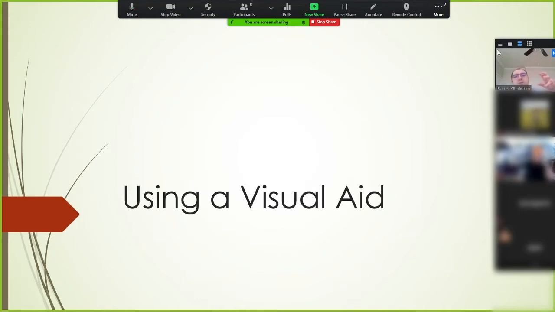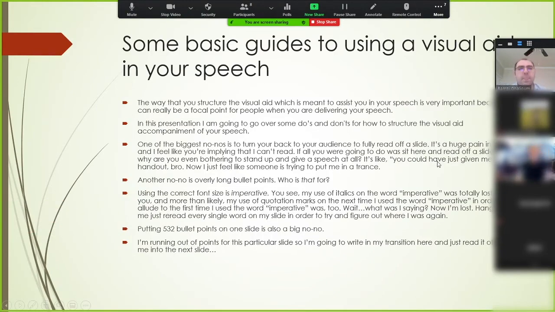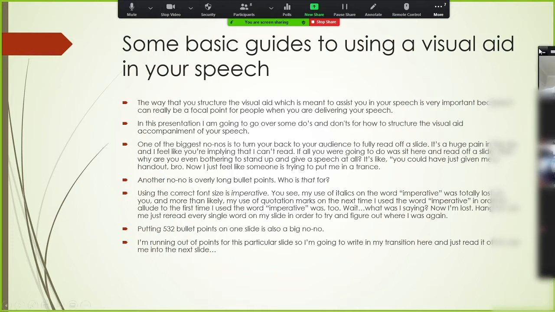So this is going to take you through the do's and don'ts when you're making a slideshow presentation. All right. Okay, so some basic guides to using a visual aid in your speech. The first thing that you absolutely don't want to do is this. All right. Full sentences, like 19 points on one slide. That's an immediate don't.